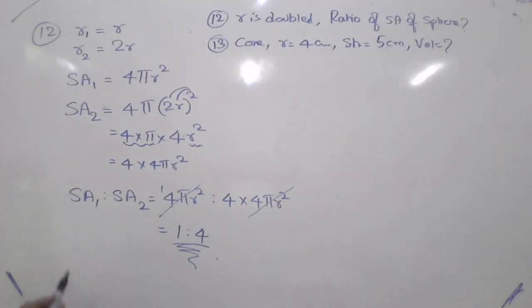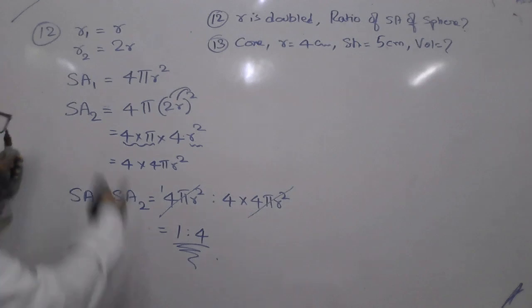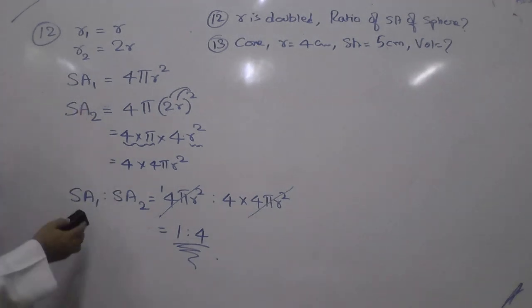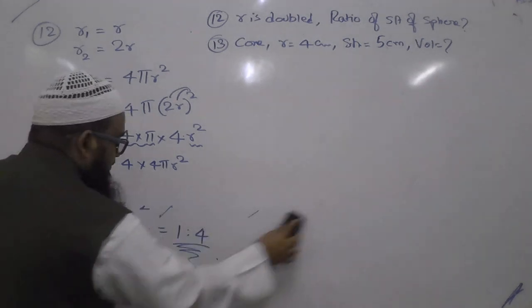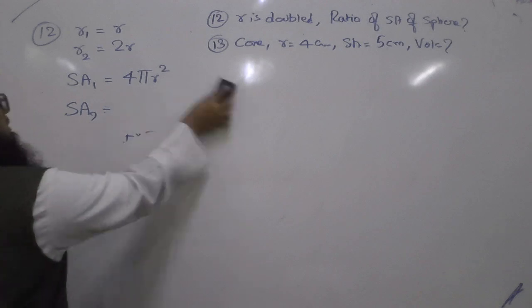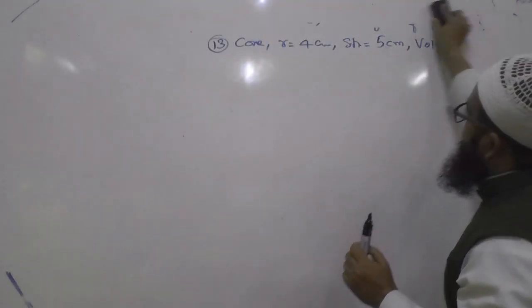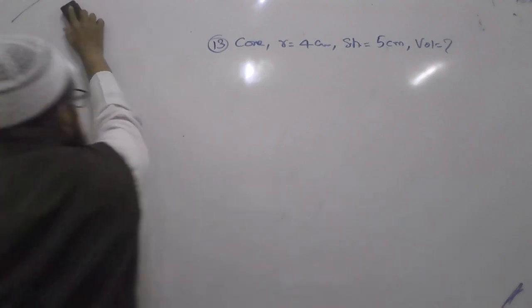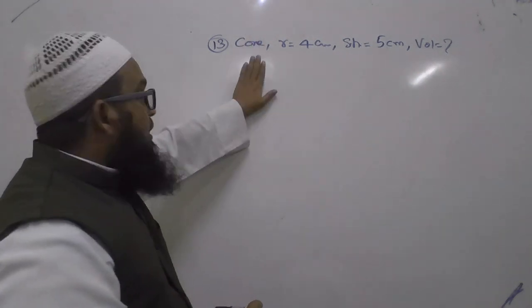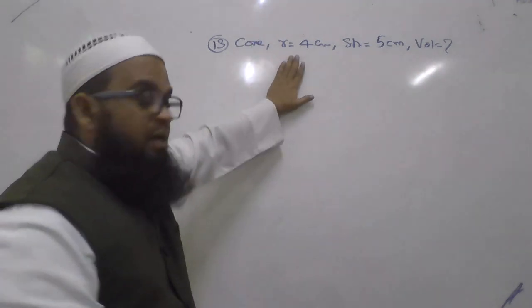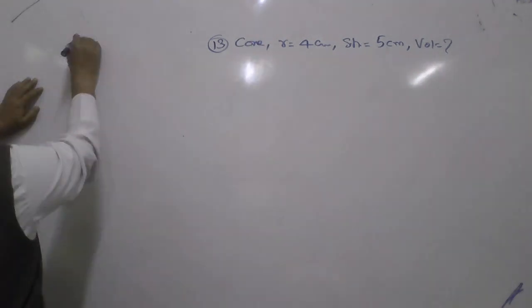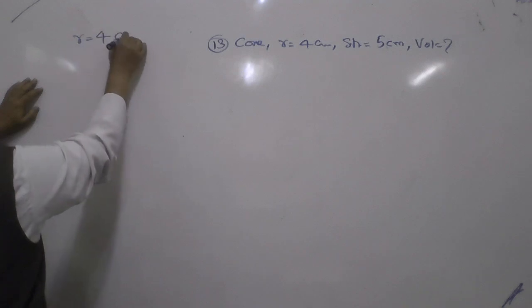Pause it, and please practice it in the same way I have done. This kind of problems will come. Now, let us see the 13th question. So, what is 13th question, my dear students? The cone is given. Radius is equal to 4 centimeters. So, what is given? Radius is equal to 4 centimeters.